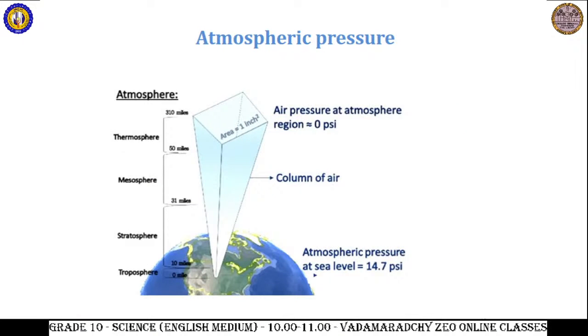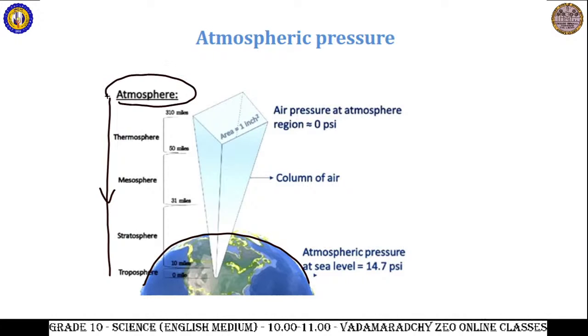Okay, now we move to atmospheric pressure. Actually, Earth's atmosphere extends hundreds of kilometers above the surface of the Earth. This is the Earth's atmosphere that extends hundreds of kilometers above the Earth. This atmosphere is expanded.